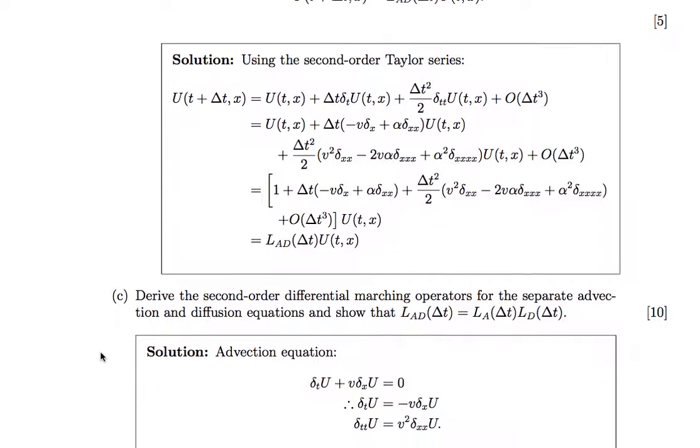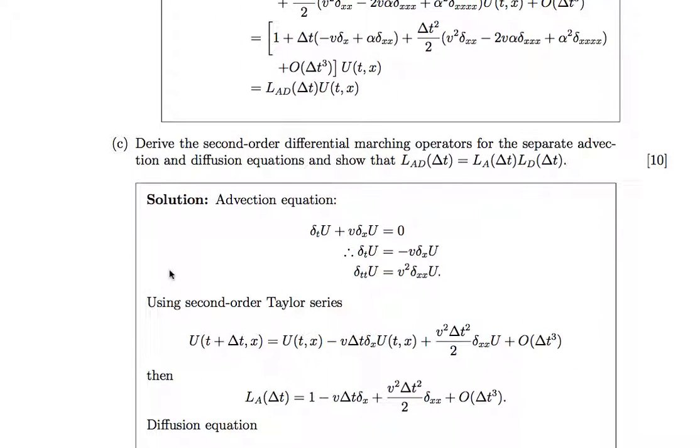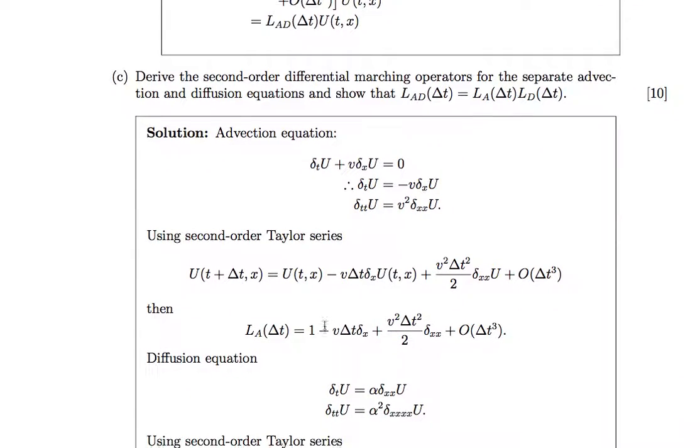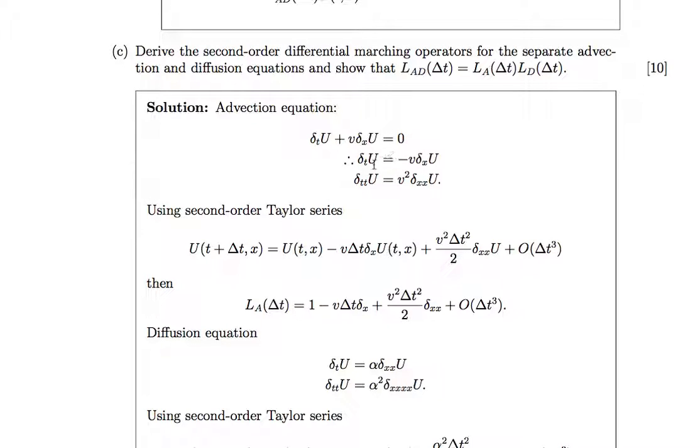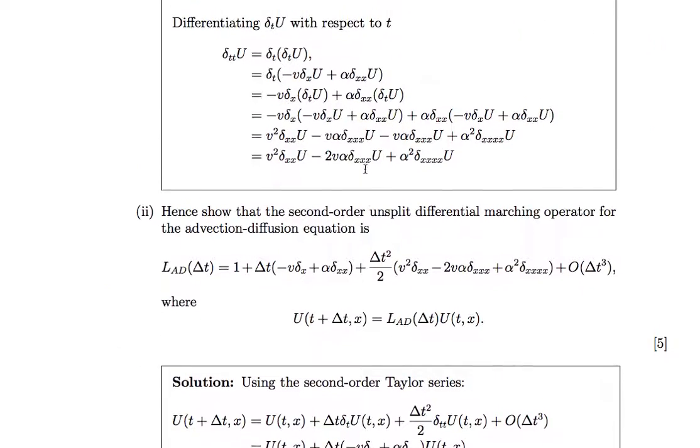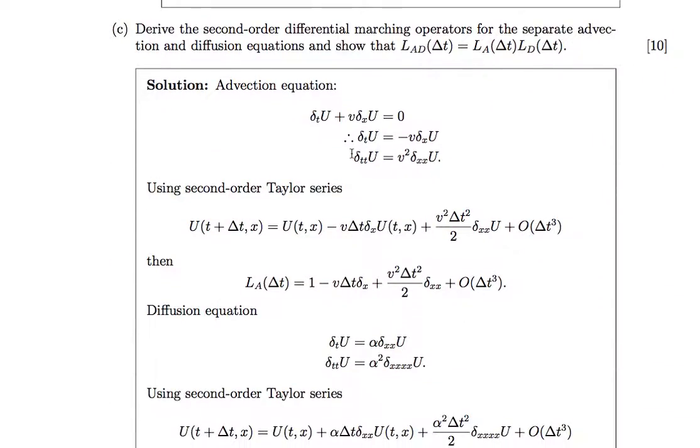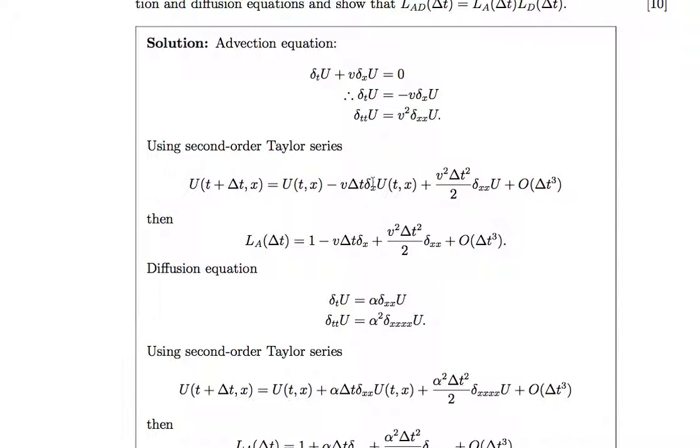Part C says derive the second order differential marching operators for the separate advection and diffusion equations, and show that the split scheme, where you solve the diffusion equation before solving the advection equation, is the same as the unsplit scheme. We take the advection equation, when alpha is equal to 0, and derive the first derivative and the second derivative using the same method up here. We substitute into the Taylor series as before, rearrange, and this is your advection operator.